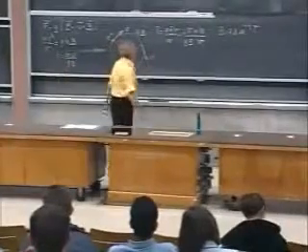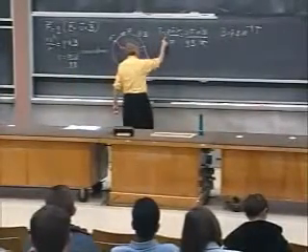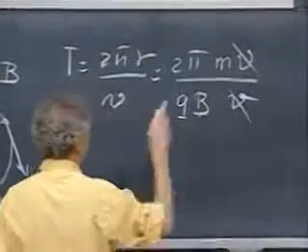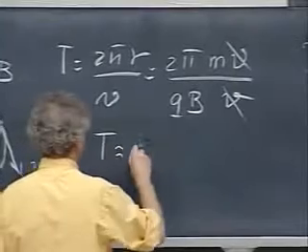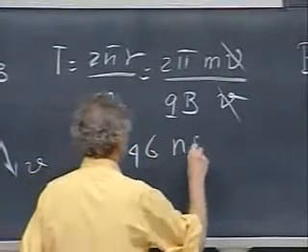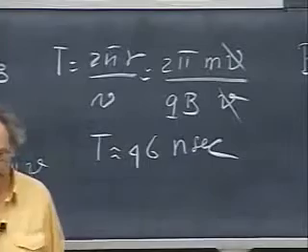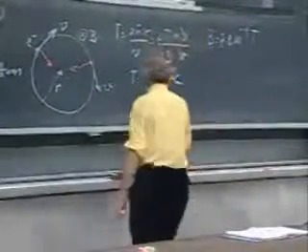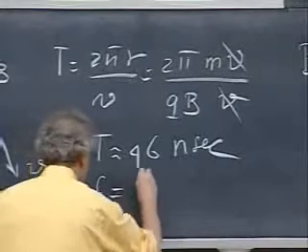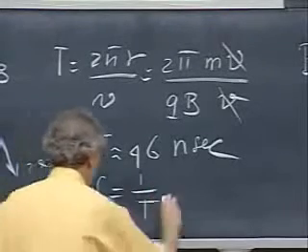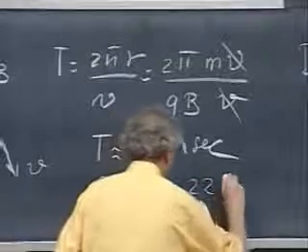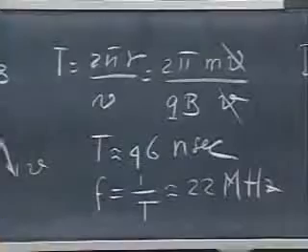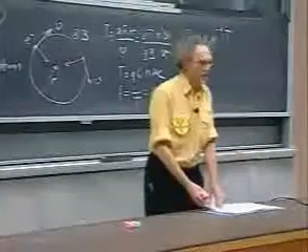If that is the field, I can calculate how long it takes to go around, because I know the mass of the electron, I know the charge of the electron, I know the magnetic field. So in that case, T is about 46 nanoseconds. And so the number of times that it goes around, F, which is the frequency in hertz, is 1 over the period, is about 22 megahertz. So it goes around this electron 22 million times per second.